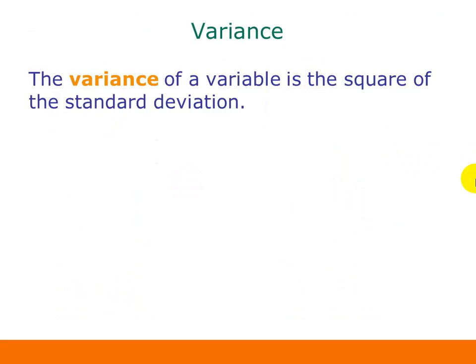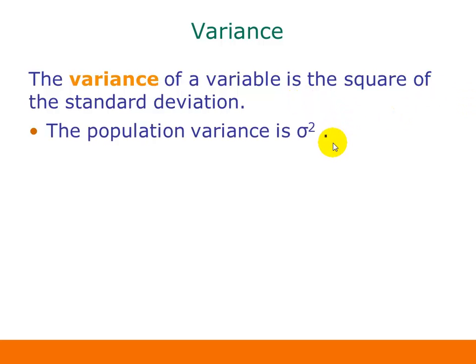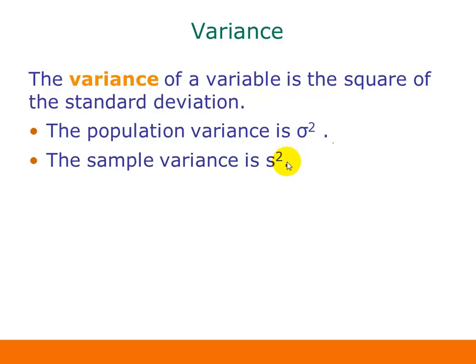Now the variance is another measure of dispersion, but it's not one that we're going to use much. So all we're going to do here is define it in case you run into it and wonder what it is. So the variance of a variable is just the square of the standard deviation. So the symbol for the population variance is sigma squared, and for the sample variance is s squared.